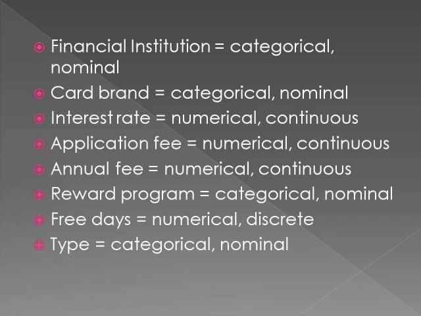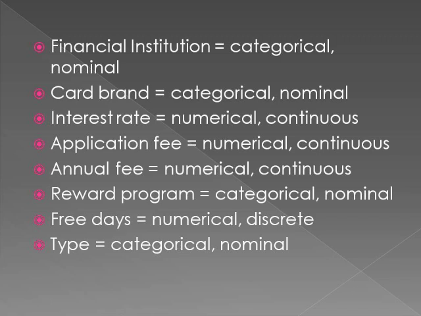For part A, we need to use our understanding of categorical and numerical to decide what type of data we have in each column. Remember that the basic test is to look at whether there are numbers. If there are, the data is numerical, and if not, the data is categorical. So, if we work our way through the columns, starting with financial institution, this is clearly categorical, we don't have numbers. Next column is card brand. Again, we have words, categories, so this is categorical data.